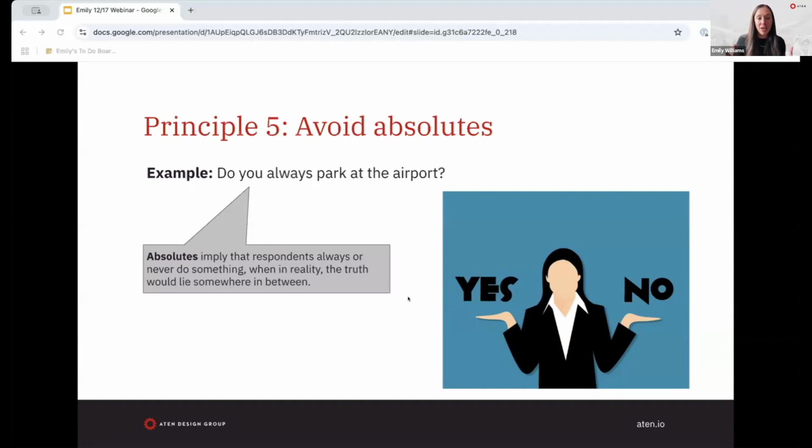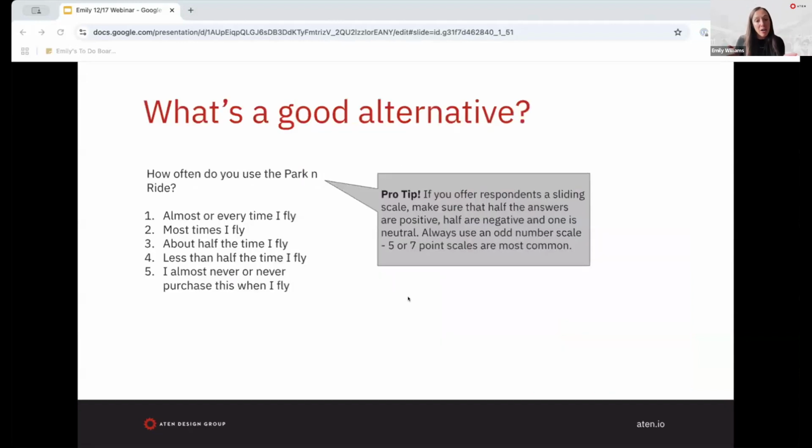And if you're trying to figure out the frequency with which people park so that you can understand if you want to make something like parking front and center, a better alternative might be, how often do you use something like the park and ride?